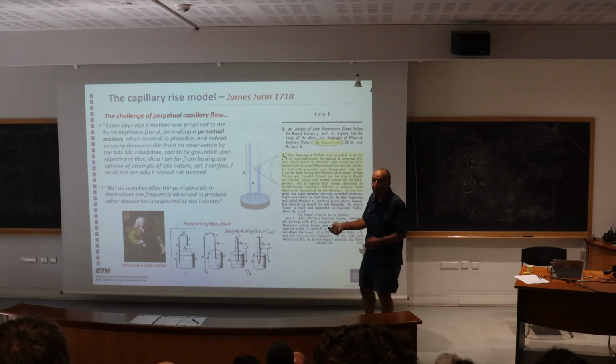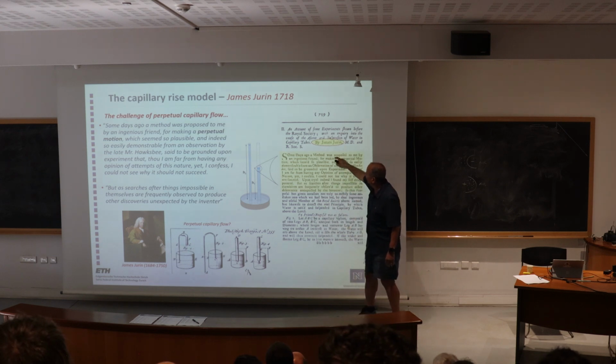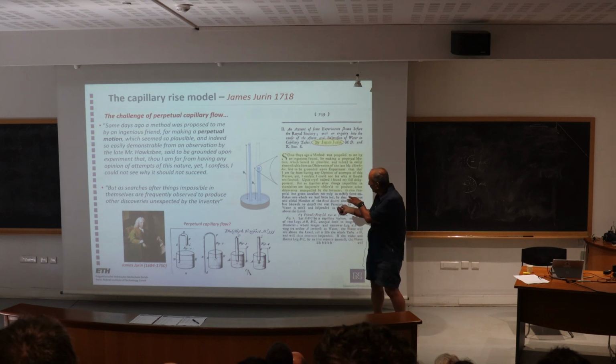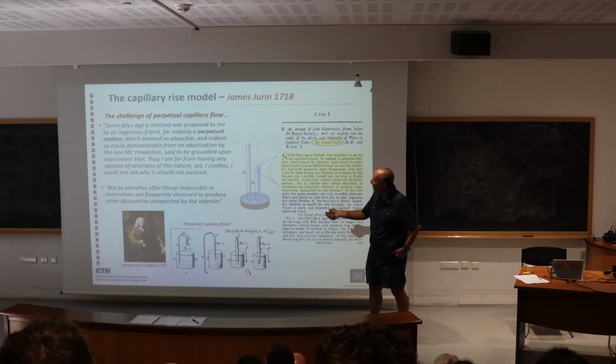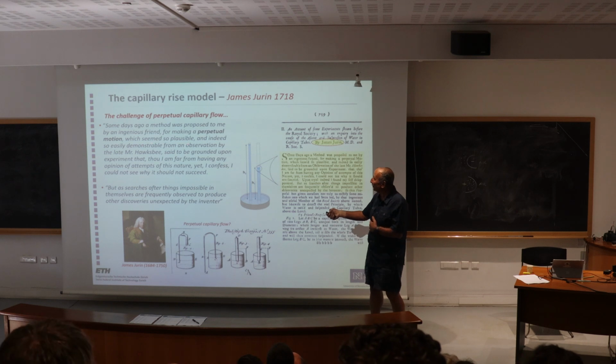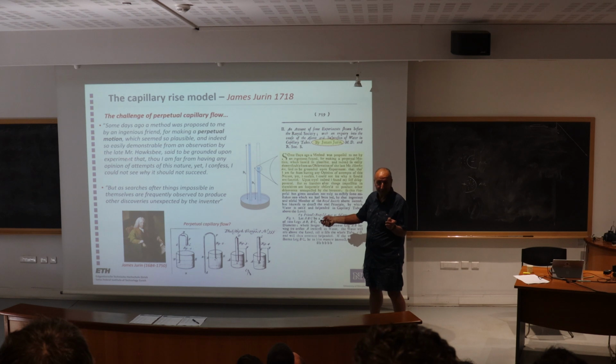He said, and I'm reading it from here because the original has some weird characters that make it difficult to read, but it's basically the text originally published: "Some days ago, a method was proposed to me by an ingenious friend for making perpetual motion, which seems so plausible and indeed so easily demonstrable from an observation by the late Mr. Hauksbee, said to be grounded upon experiment that, though I am far from having any opinion on attempts of this nature, yet I confess I could not see why it should not succeed."